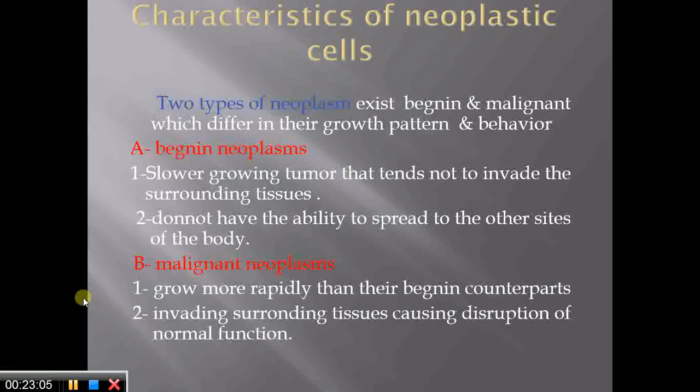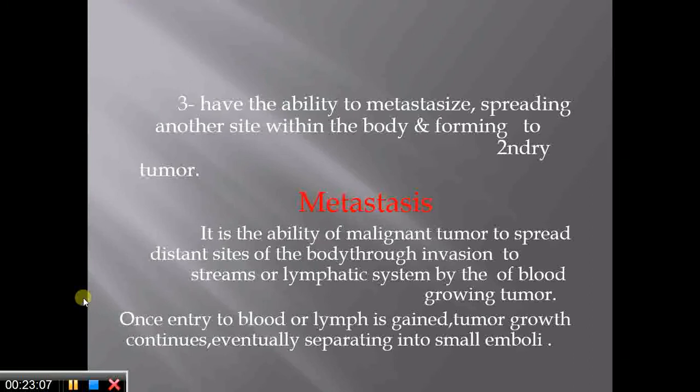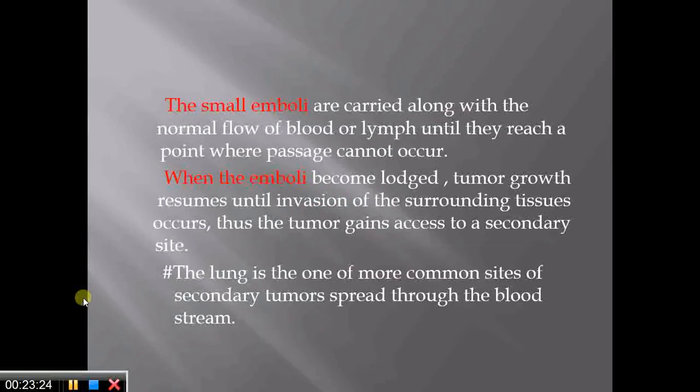Metastasis. Some malignant tumors possess the ability to spread to distant sites of the body, usually through invasion of the bloodstream or lymphatic system by the growing tumor. Once entry into the blood or lymph is gained, tumor growth continues, eventually separating into small emboli. The small emboli are carried along with the normal flow of blood or lymph until they reach a point where passage cannot occur. When the emboli become lodged, tumor growth resumes until invasion of the surrounding tissues occurs, thus the tumor gains access to a secondary site.